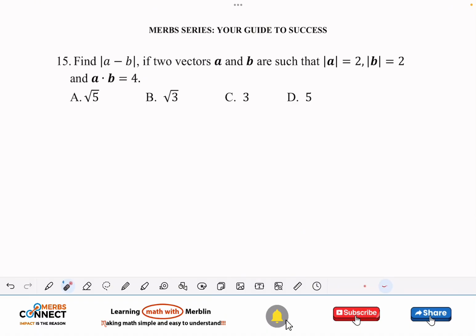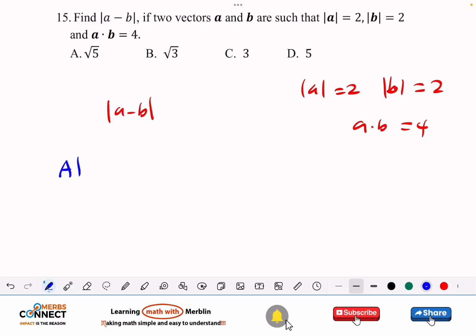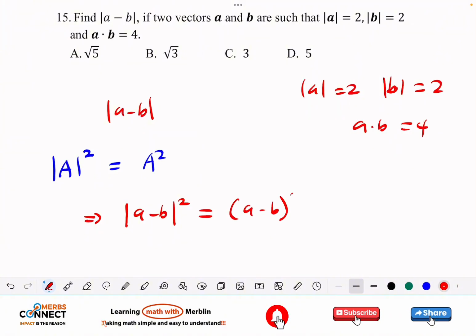Let's look at question 15. Find the magnitude of A minus B, given that we have two vectors A, B, and they've given us the magnitude of A, which is this, and magnitude of B, which is equal to this, and A dot B, which is equal to 4. So recall that magnitude of this squared is equal to A squared. This is something that you need to remember. If you remember this, then you can do this one. So this implies that magnitude of A minus B squared is also the same as A minus B squared.